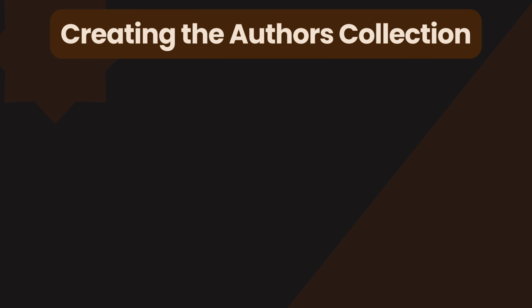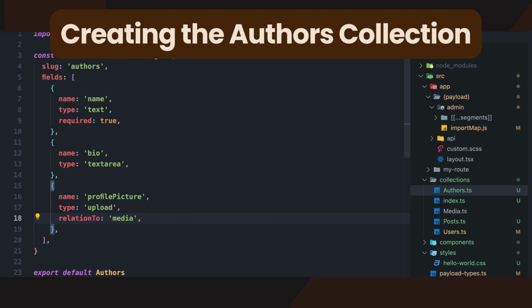To begin, we'll create an authors collection to store author profiles, which will help structure our data and create meaningful relationships within the CMS. This collection will include fields such as name, bio, and profile picture, providing essential information about each author. Having a dedicated authors collection allows for better content organization and more efficient data management. For example, linking a post to an author ensures that the author's details can be easily displayed on the front end without duplicating data across multiple entries.